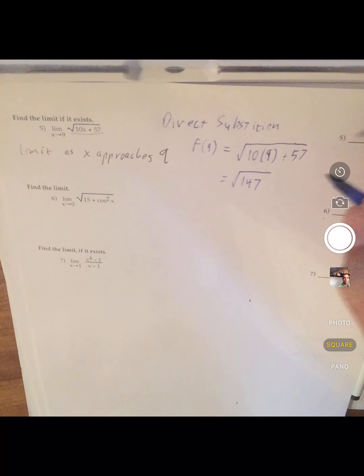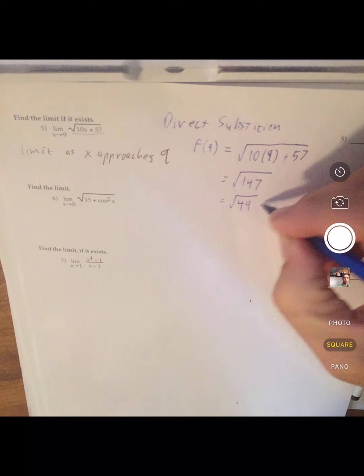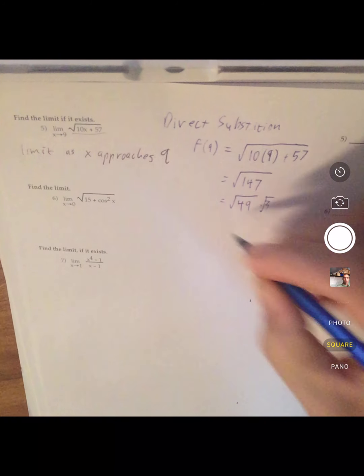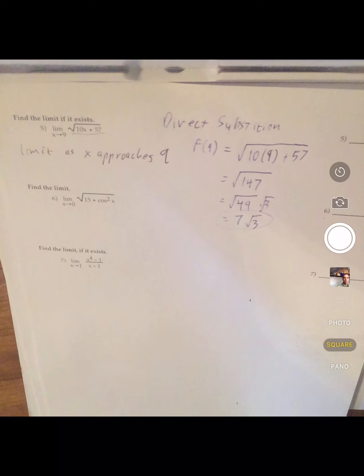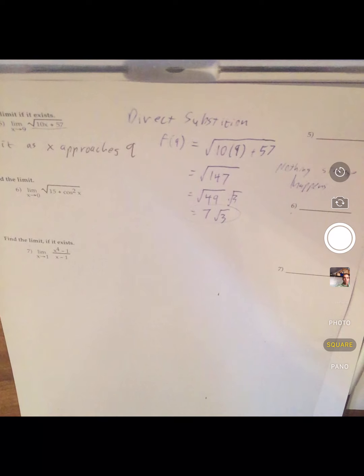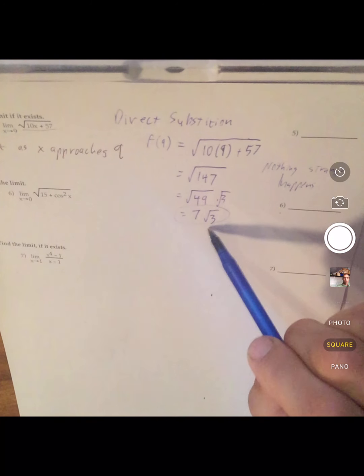And if you're into simplifying radicals, and you should be, you might pick up on the fact that 147 factors nicely into 49 times 3, so it can be simplified to 7 radical 3. That would be the value f of 9. Now, since nothing strange happens, in cases where nothing strange happens to that function, the limit is going to be equal to f of 9. As x approaches 9, we're going to be close to f of 9.